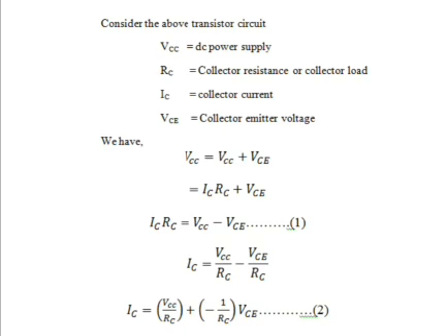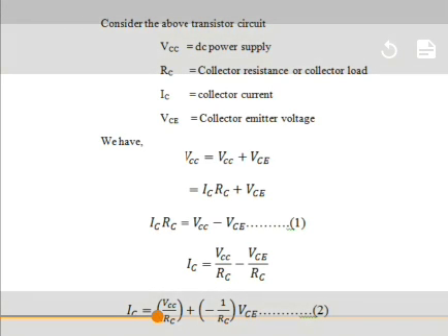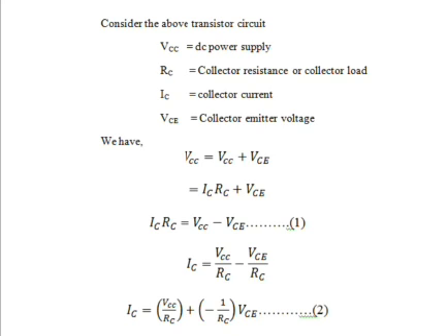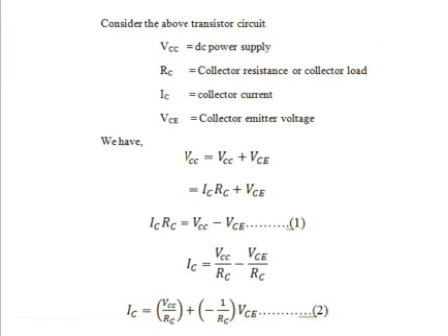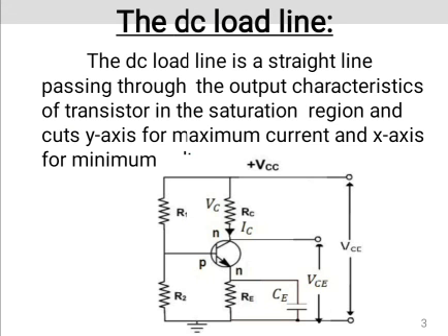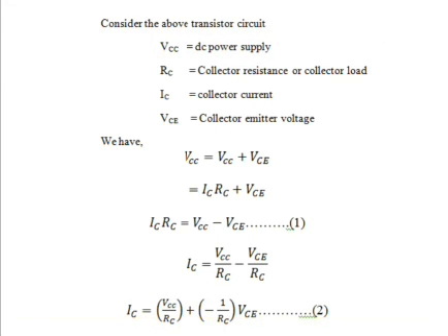Consider this circuit, where VCC equals DC power supply, RC equals collector resistance, IC equals collector current, and VCE is the collector emitter voltage.